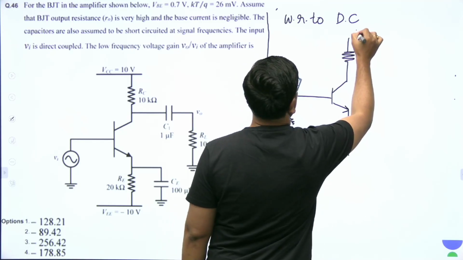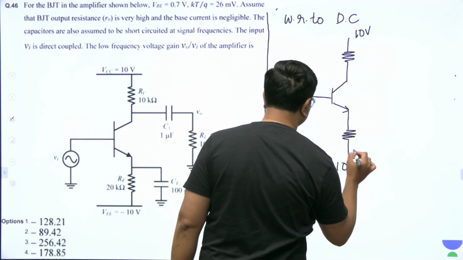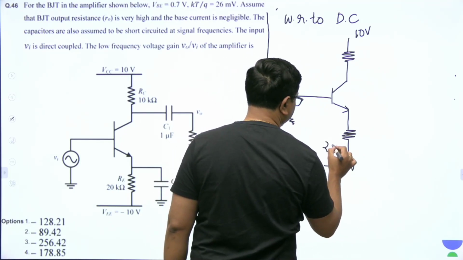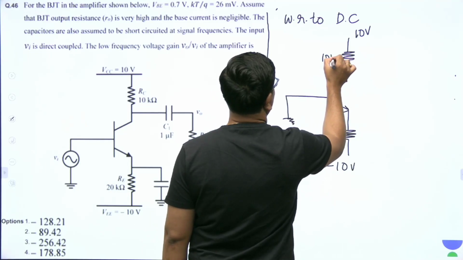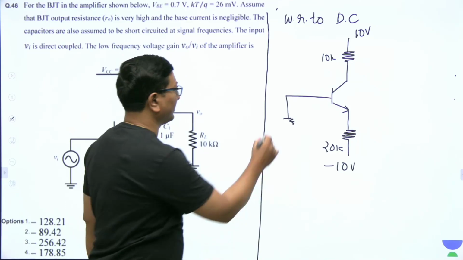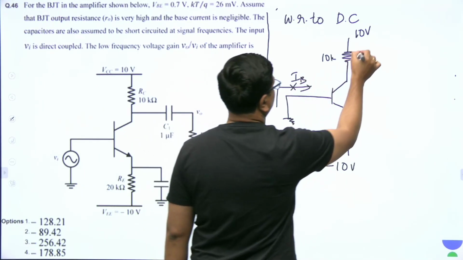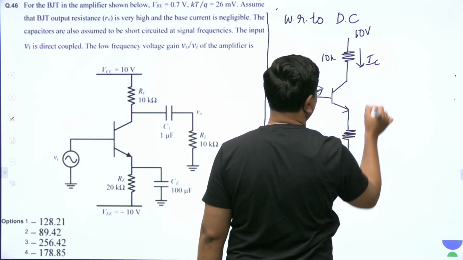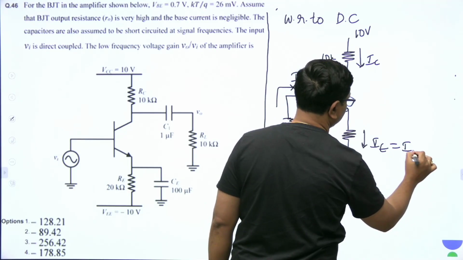Like this. Here it is 10 volts and here it is minus 10 volts, 20K. Okay, it is 10 kilo ohm, let it be. So always we are well aware of it. So we neglect IB here. IB is neglected, and hence we can take IC is equal to IE.